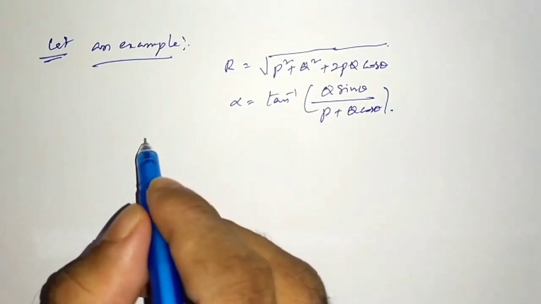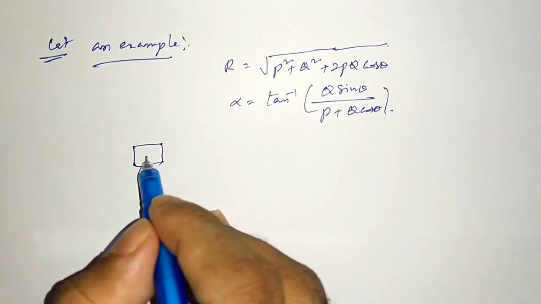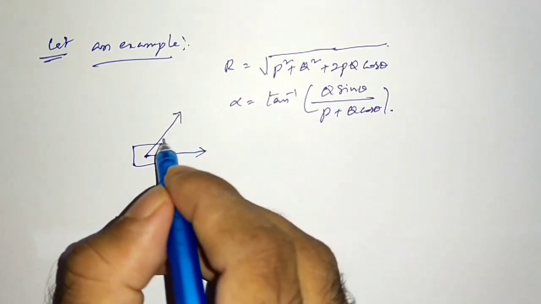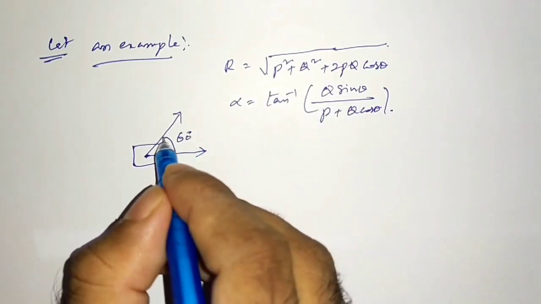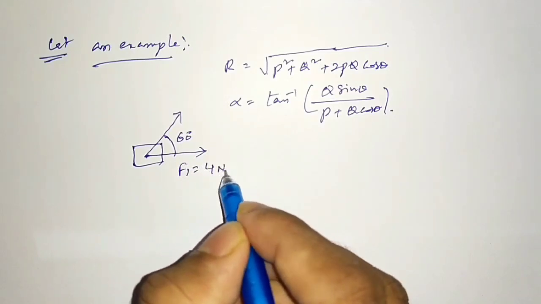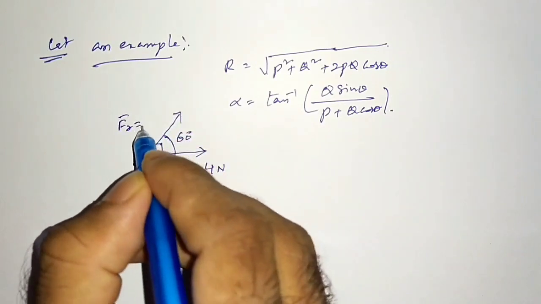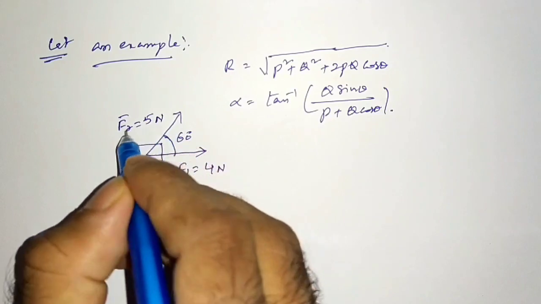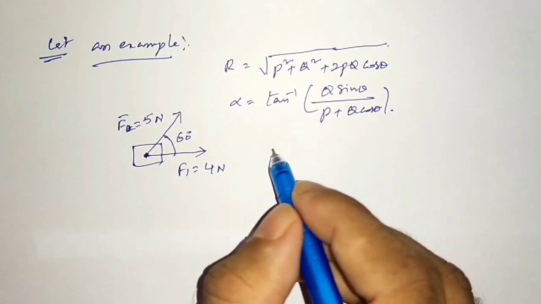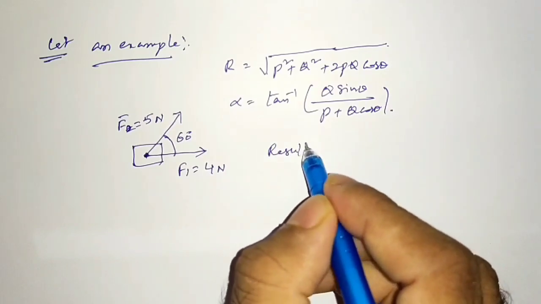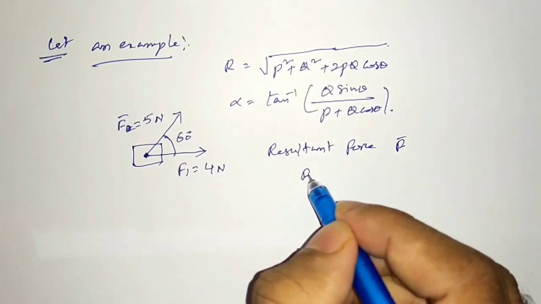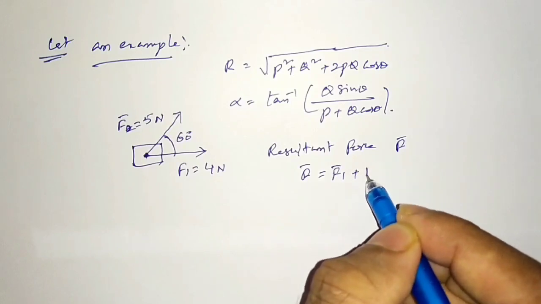Right. Now let us take, there is an object. On the object, two forces are acting simultaneously at an angle of 60 degrees. Let us take this vector is force F1, 4 Newton. This vector is F2, that is magnitude 5 Newton I have taken. These two are acting on the body simultaneously from a point. Now I want to calculate the resultant force. Resultant force F is nothing but F1 plus F2.